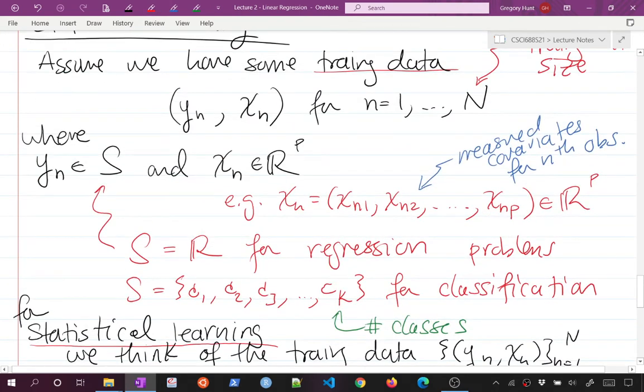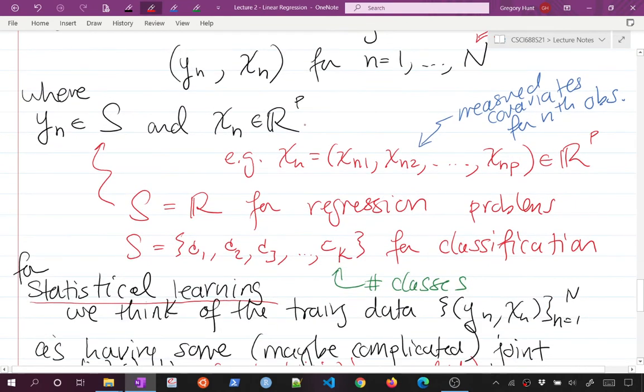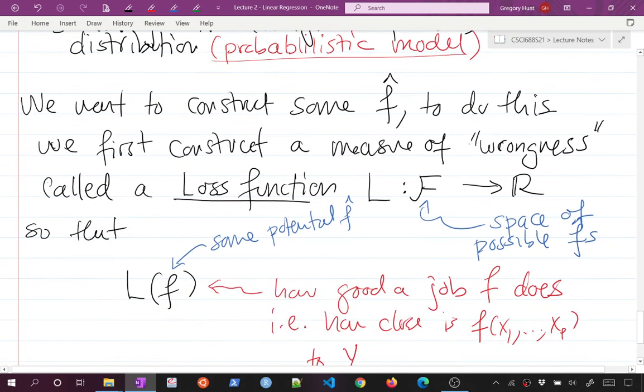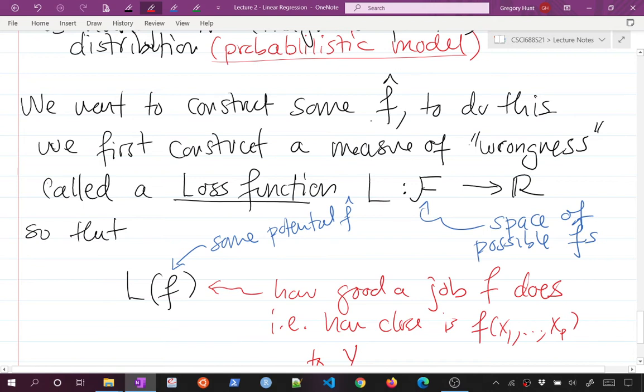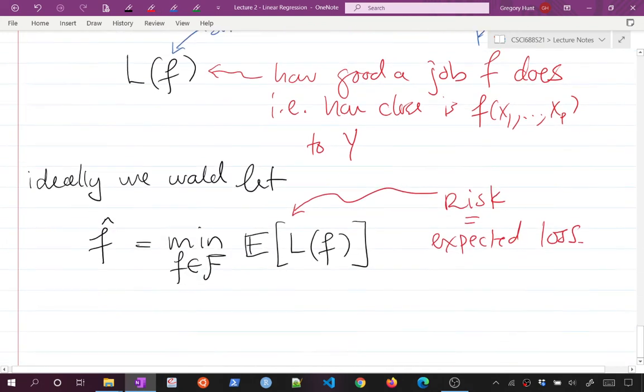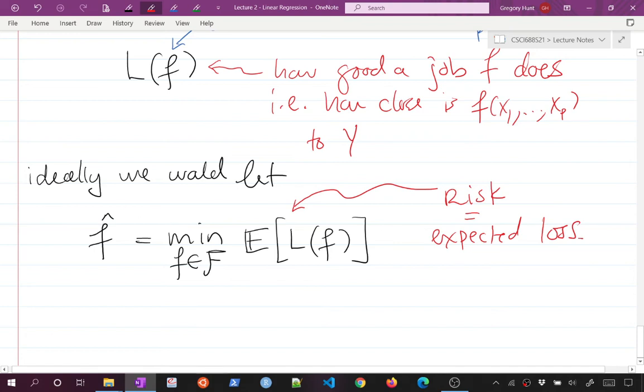So we have a setup where we have some training data. It has some underlying probabilistic model. We're assuming there's some relationship between the x's and the y's, and we're assuming it in some probabilistic way. What we want to do is find an f hat so that we can predict the y's from the x's. The way we're going to do that is we're going to come up with this measure of wrongness, which is called a loss function. It's going to take a potential f, and tell me how good a job f of these x's does at reconstructing y. Ideally, we would let f hat be the function f chosen from our possible functions that minimizes the risk, that minimizes the expected loss, so that on average this f hat would do the best of any possible function in our functional space.